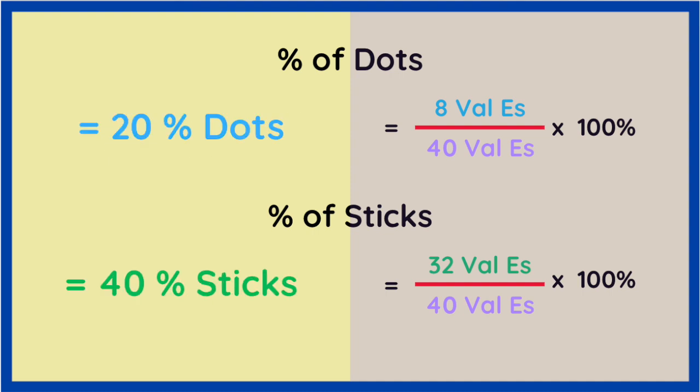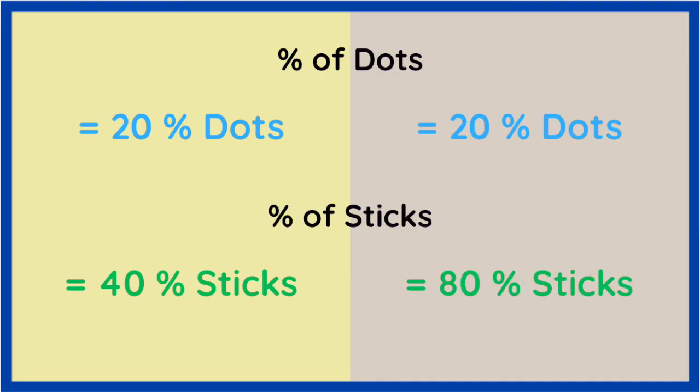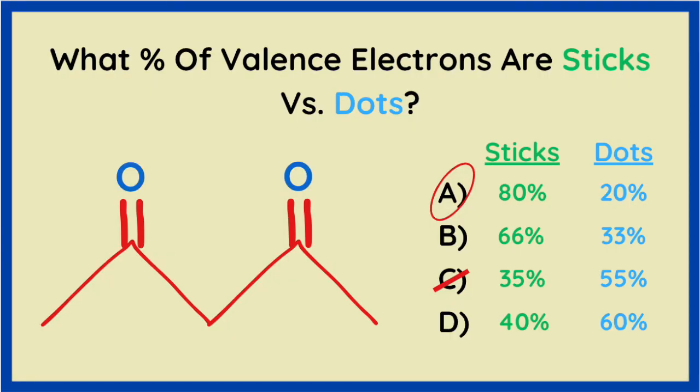We carry out the math, and if we use the number of sticks and dots as is, we get 20% dots and 40% sticks. But if we use the number of valence electrons our sticks and dots correspond to, we get 20% dots and 80% sticks. So we have 20 and 40 as well as 20 and 80. A is clearly the correct answer because that's the only one that corresponds to a remaining answer choice.